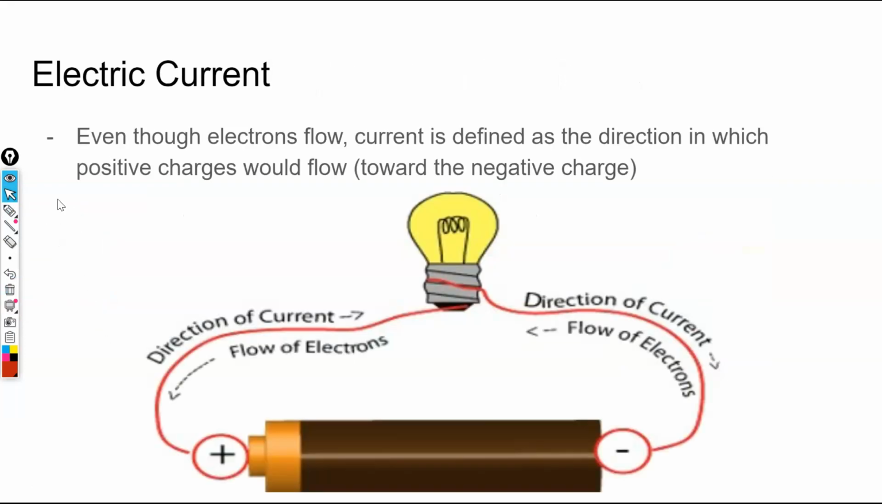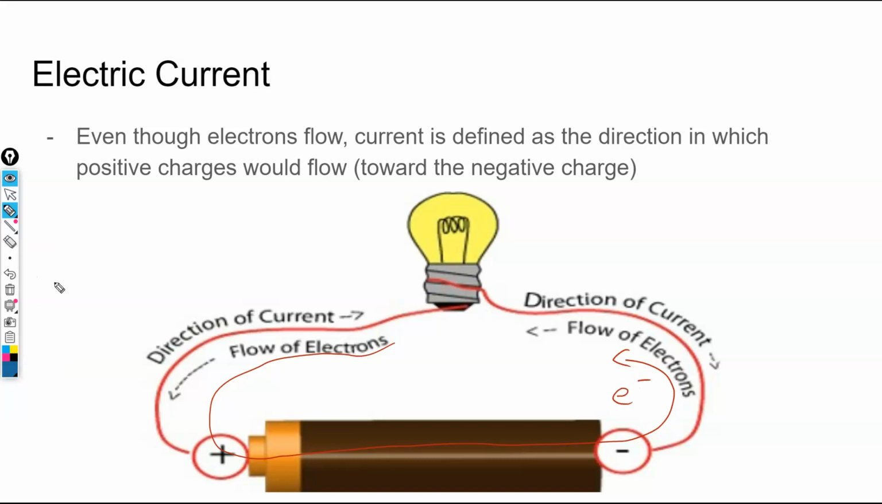But another example of electric current is that even though electrons flow, current is defined as the direction in which positive charges would flow towards the negative charges. What I mean by that is if you look at this battery hooked up to a light, it's a really simple version of it. Here's your positive, here's your negative. We're talking about the flow of electrons actually going from the positive side to the negative side. So the flow of electrons actually occurs that way.